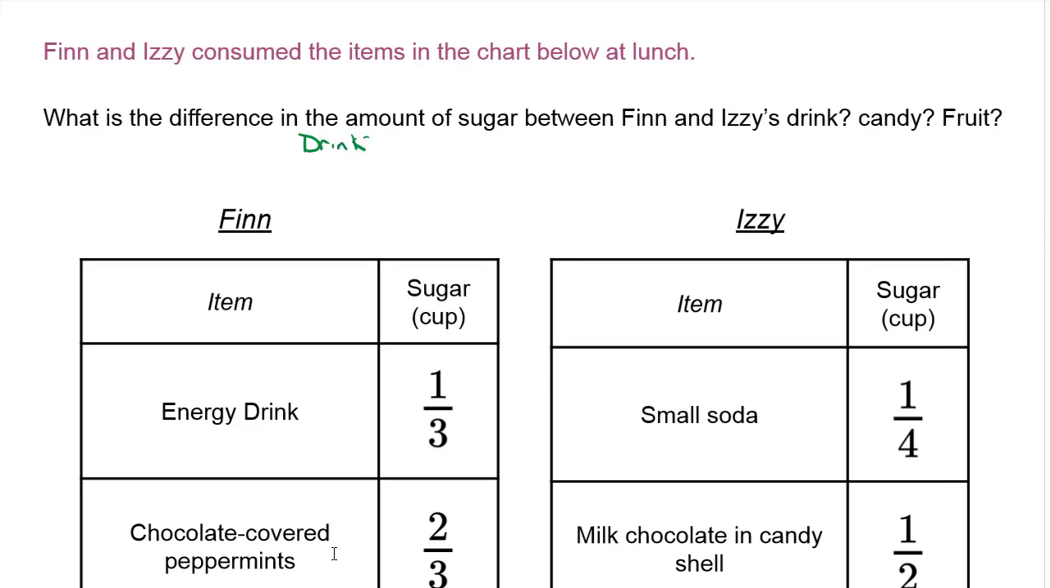Their charts are really large, so we don't have much workspace here. You guys could use notebook paper or something. So over here for Finn, for his drink, I have 1/3. And then for Izzy, I have a 1/4. Okay, I'm sorry that it's kind of messy and small. But it says the difference. What is the difference in the amount of sugar? Okay, so we need to do some subtraction then, right?